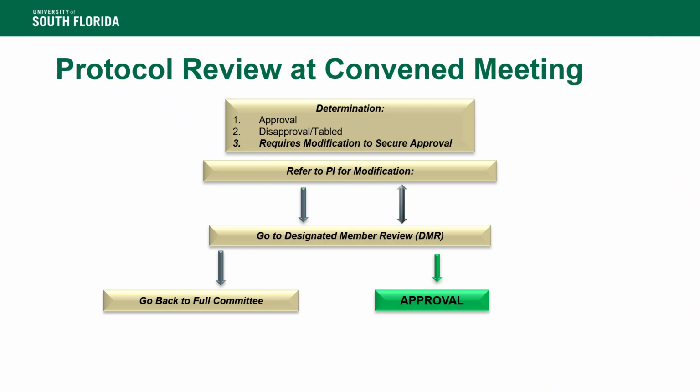This flowchart outlines the IACUC review process from submission through final determination. It shows how protocols may move through designated member review or full committee review, and the possible outcomes, including approval, required modifications, or deferral. Use this as a guide to understand how your review fits into the overall process.